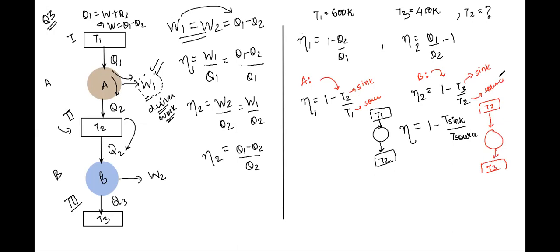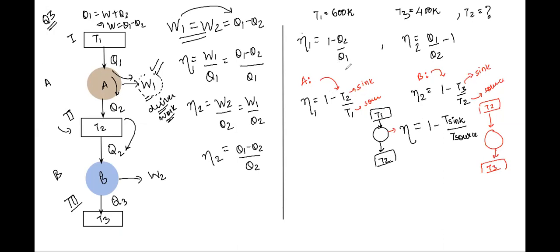Yes, sir. So we have a general formula for efficiency for any Carnot engine, right? And that formula gives you eta, or efficiency, is equal to 1 minus temperature of sink by temperature of source. Are we clear with this, Atul? Yes, sir. Now, all you have to do is to just equate these expressions and you will get the answer.